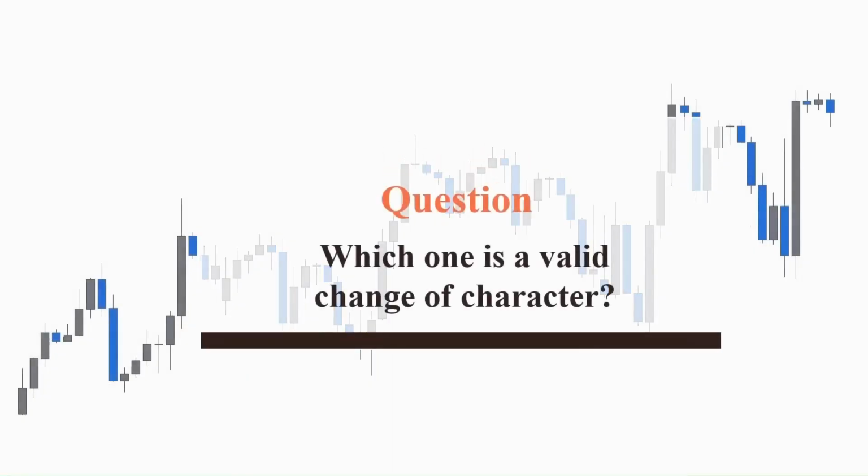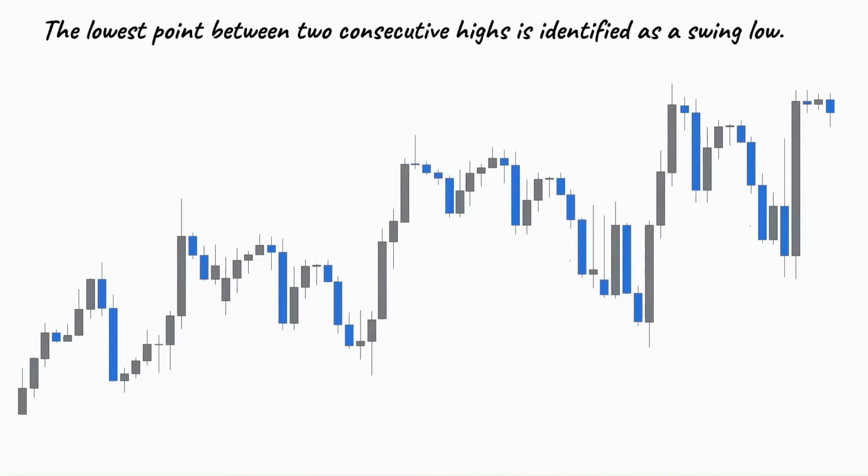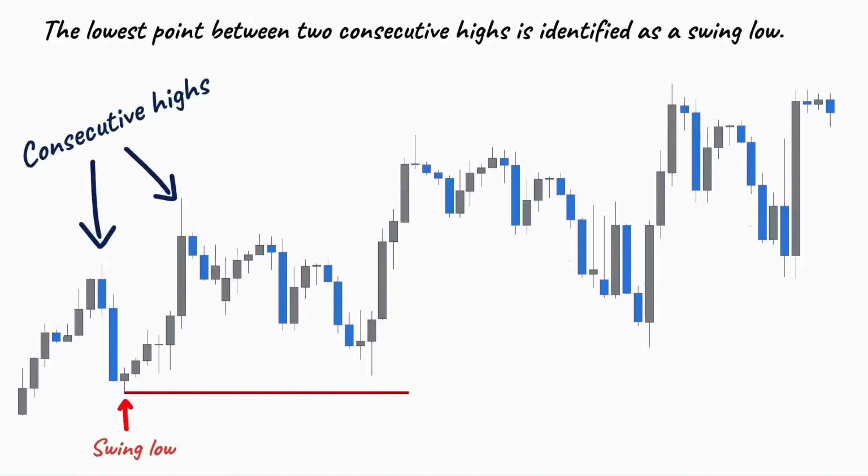So here is the question: which of these breaks are valid and considered a change of character? To answer this question, first, we must identify our swing lows. In the bullish scenario, the lowest point between two consecutive highs is identified as a swing low. Here we have two consecutive highs, so the lowest point between these two is our swing low. As long as the price stays above this level, it represents a bullish market, and we will look for buying opportunities.